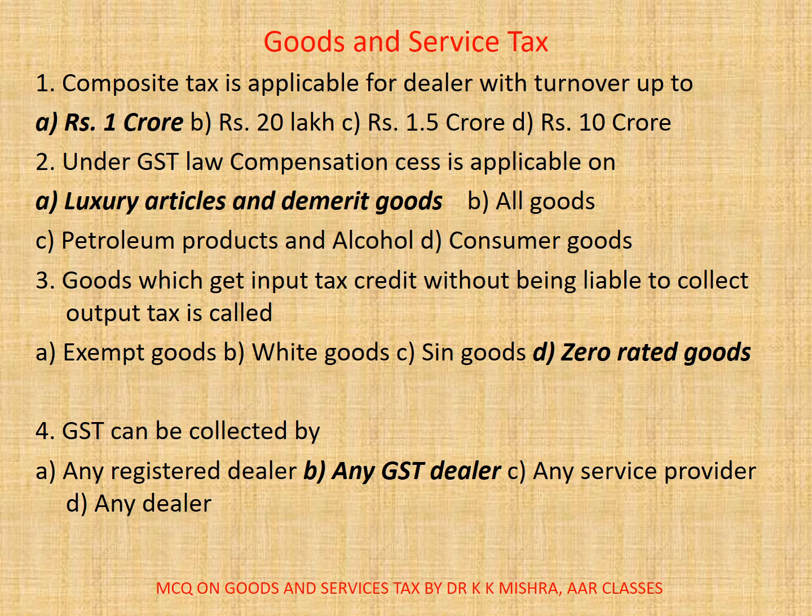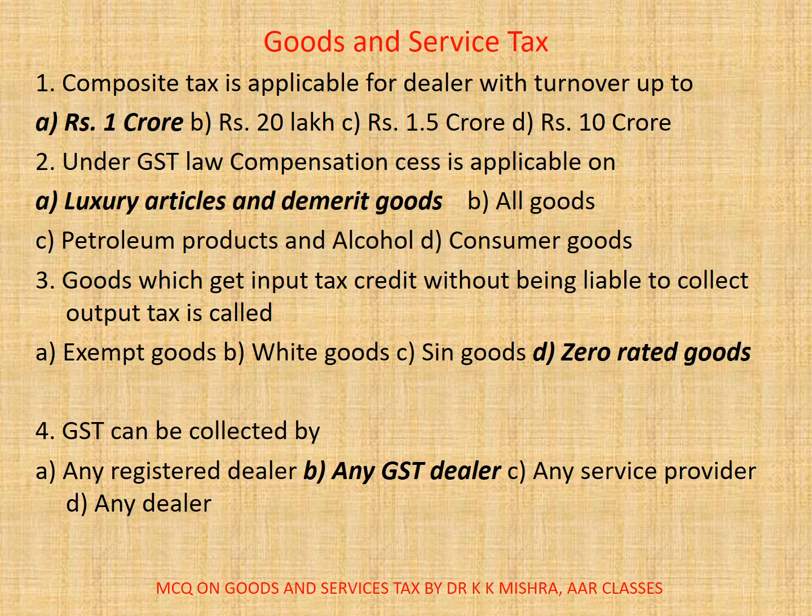Question number 2. Under GST law, compensation cess is applicable on A. Luxury articles and demerit goods, B. All goods, C. Petroleum products and alcohol, D. Consumer products. The correct option is A. Luxury articles and demerit goods.